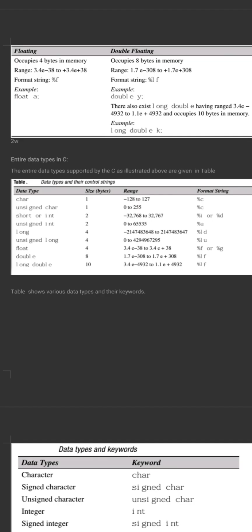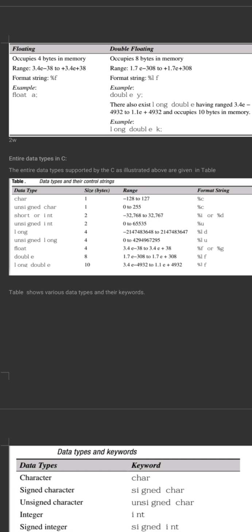And the table shows various data types and their keywords, format strings, and then range and the size in bytes. So you can expect a question from this. This is very important, so try to remember this, try to study these. So first one is char, and the size is 1 byte, and the range is -128 to 127, and the format string is %c. For unsigned char also, the format string is %c.